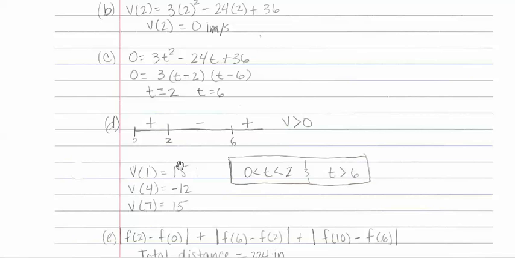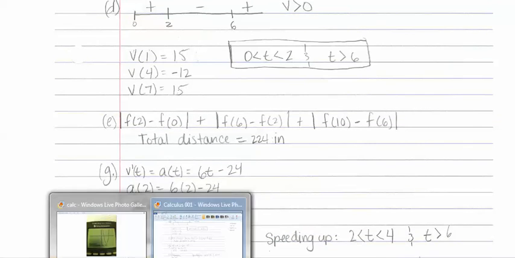And then I plug in a point between 2 and 6, and v of 4 equals negative 12. So velocity is less than 0. So that means it's not moving forward. And then I plug in a number greater than 6. So I plug in v of 7 equals 15. So it's positive again. So that means when t is greater than 0 but less than 2, and when t is greater than 6, the particle is moving forward.